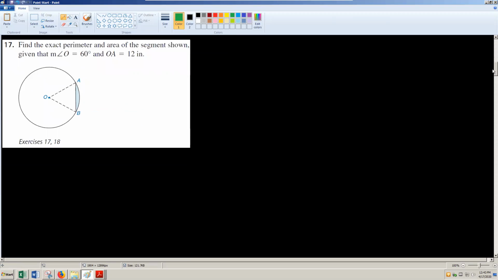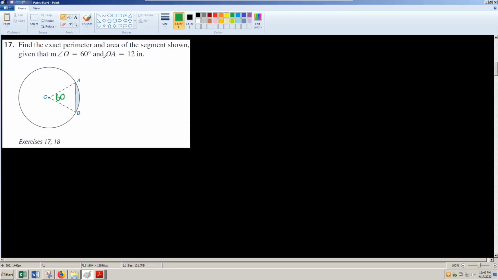Let's look at number 17 here. So here I want to find the exact perimeter of the area of the segment shown. So here is the segment, this little blue kind of shaded in spot right here. So when I'm looking at this, I'm given that angle O is 60 degrees. So as my central angle here is 60. Now that is very helpful because that's a type of triangle that we're pretty comfortable working with.